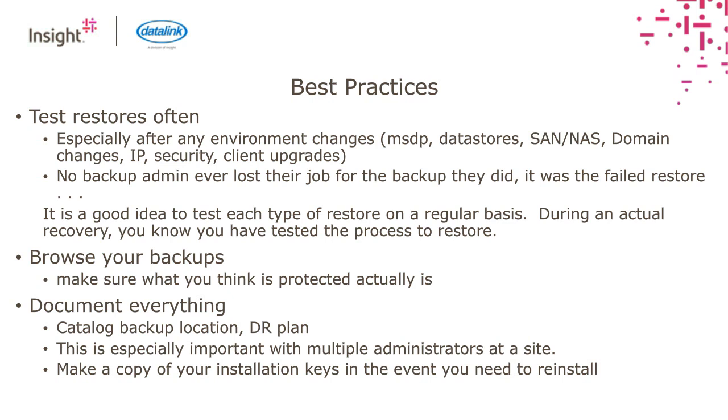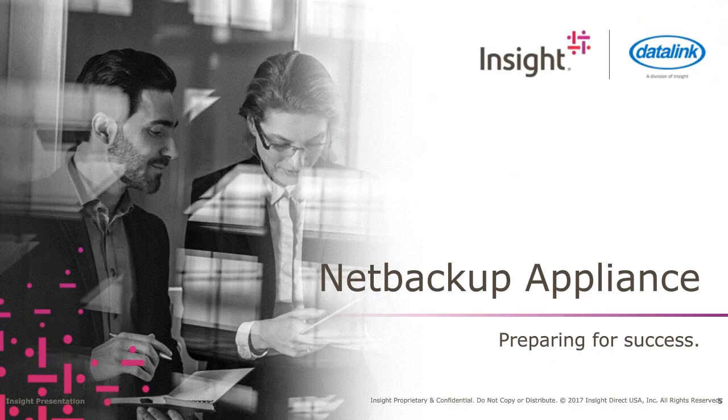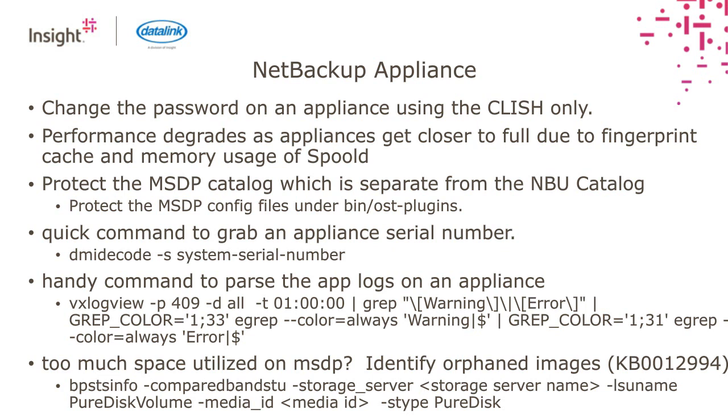We'll move on to the NetBackup Appliance. So if you make any changes to the appliance, generally you're going to want to do that from the CLISH, especially the password. There are other configuration files that get changed when you change the password, so you'll want to do that from the CLISH only. Also to note is performance degrades on appliances as they get closer to full due to fingerprint cache and memory usage as fluidity. This is the case for most deduplication appliances, whether they're NetBackup or other.